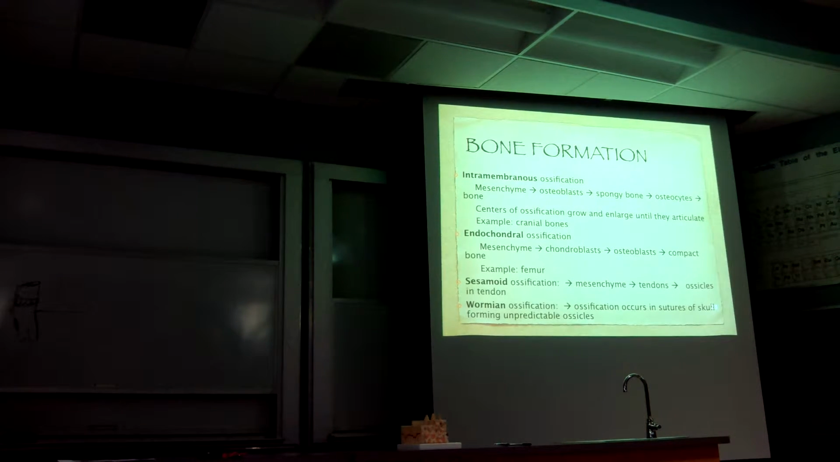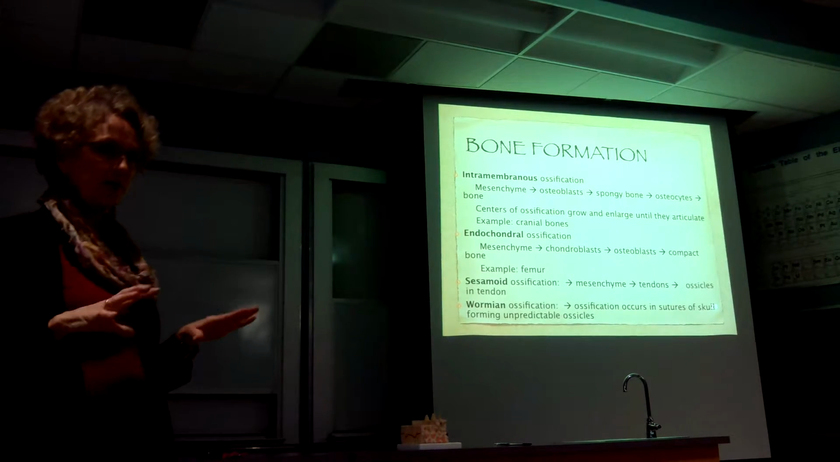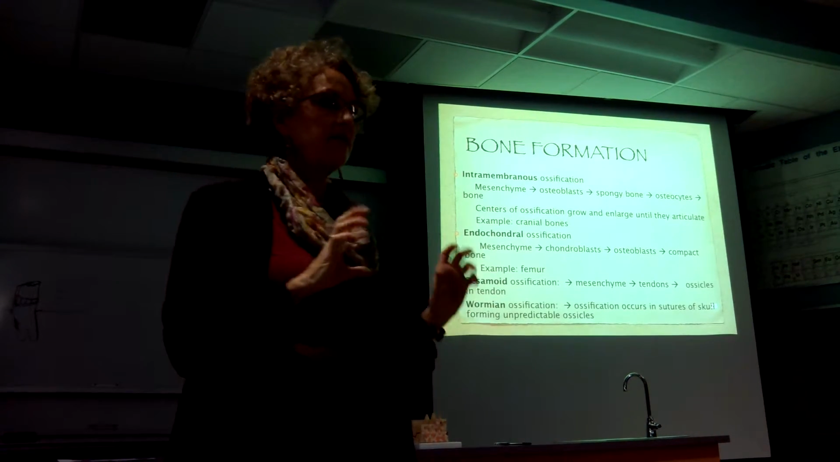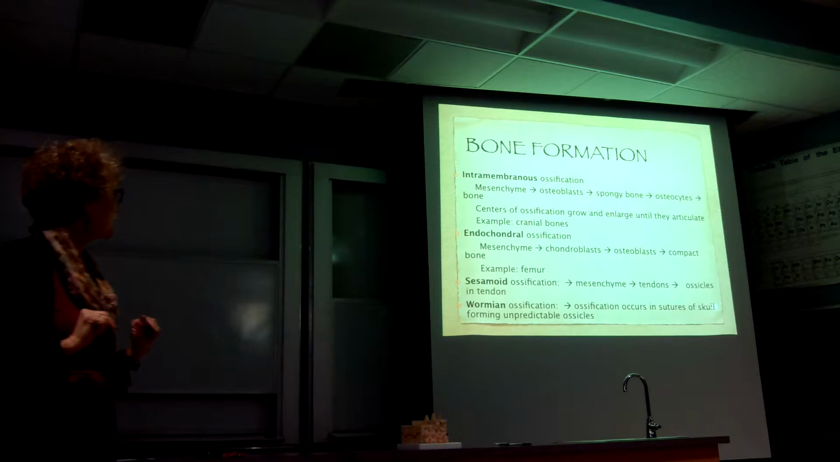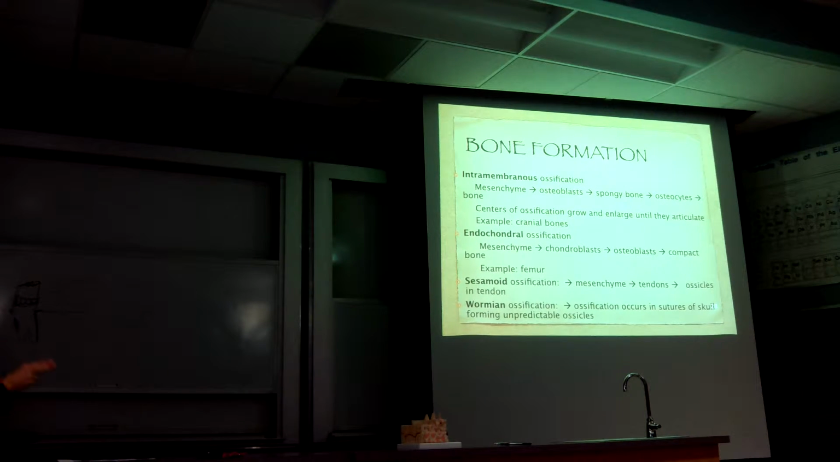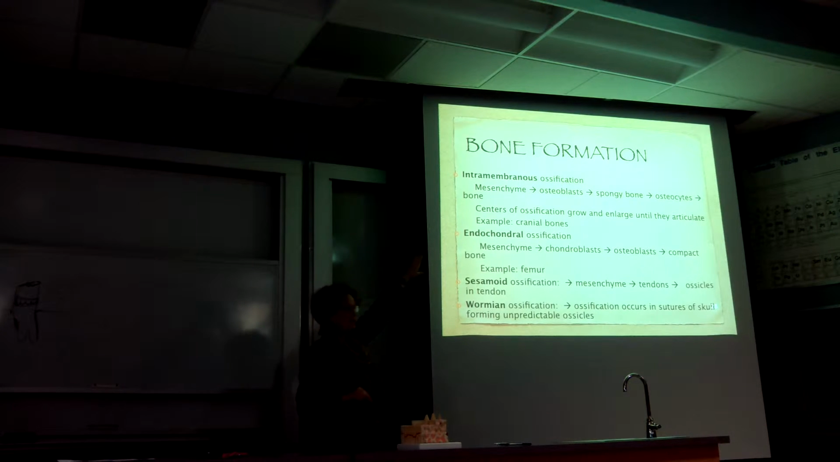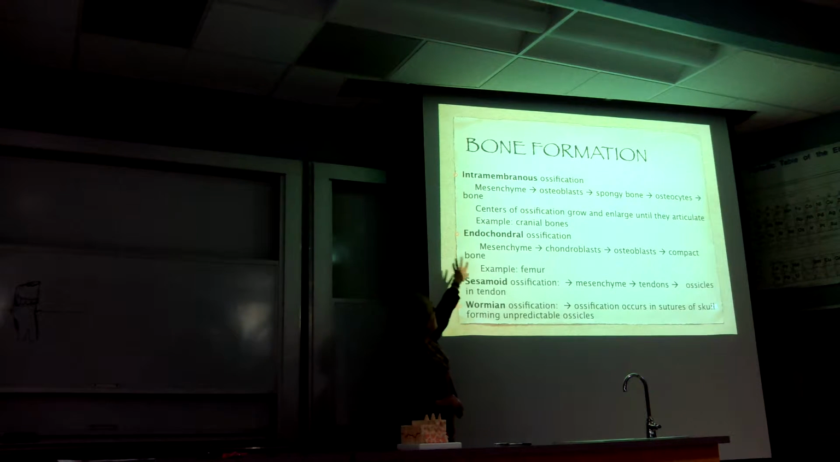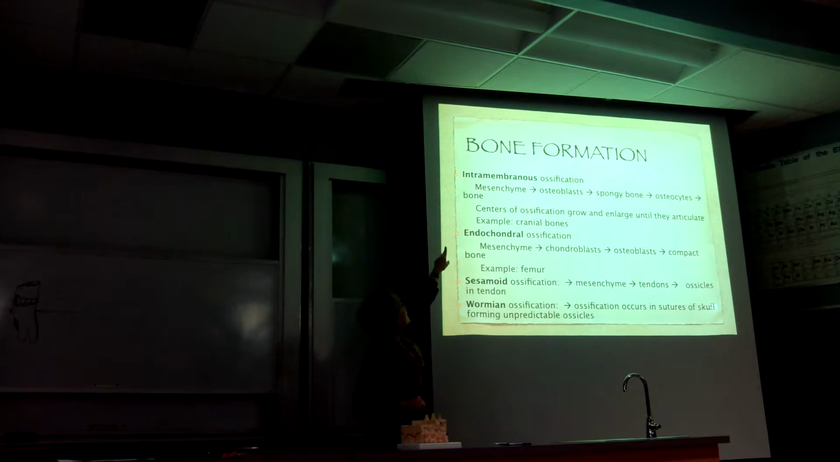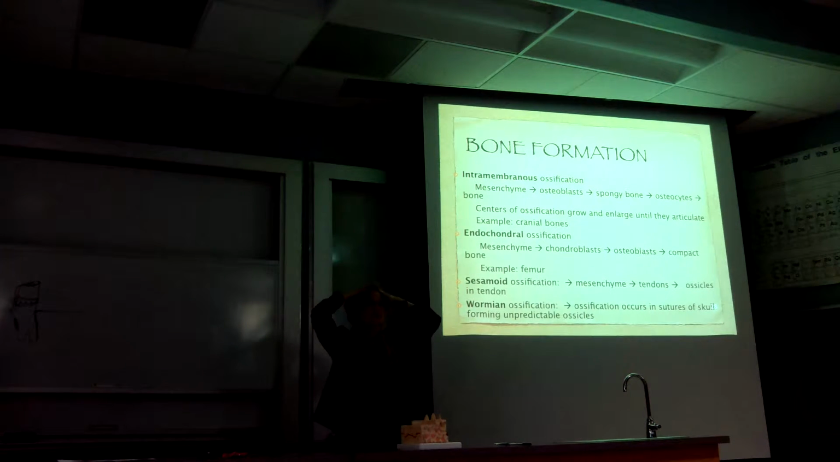Okay, so bone formation. I think I'm going to talk about this now, but I am going to come back to this because it can sometimes be kind of tricky. So we have these two types of bone formation. We have intramembranous ossification and endochondral ossification. Intramembranous is the type of ossification that happens in the skull.